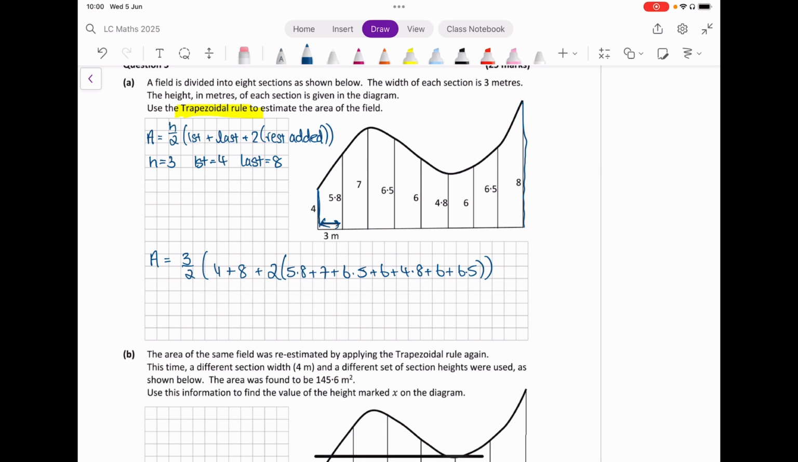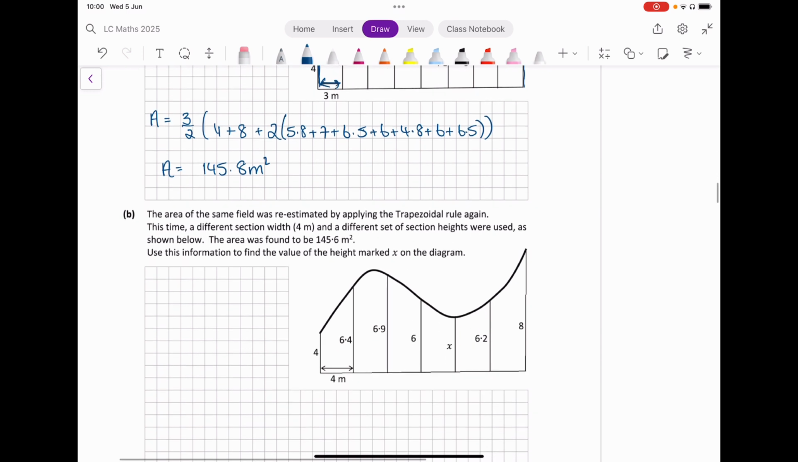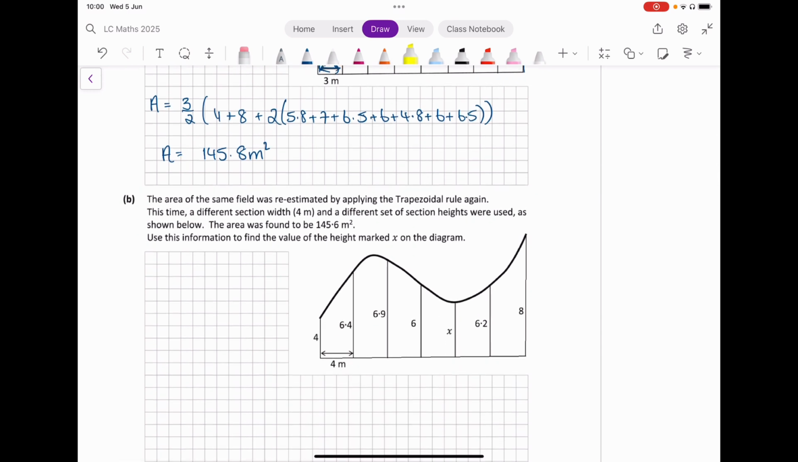And then I just plug that into my calculator. And when I plug that into my calculator, I'm going to get that the area is equal to 145.8 meters cubed. Sorry, that's centimeters cubed. And not cubed, squared. We're looking at area. Apologies.